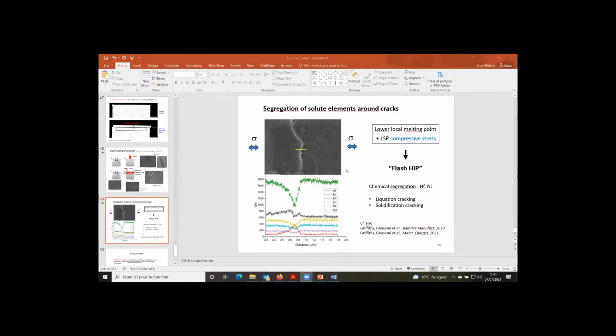So the segregation is helping. Yes, in a sense that otherwise, if you don't locally melt, probably you would need much more time here because it's liquid. You can melt very quickly. Yeah. Very nice. Thank you.